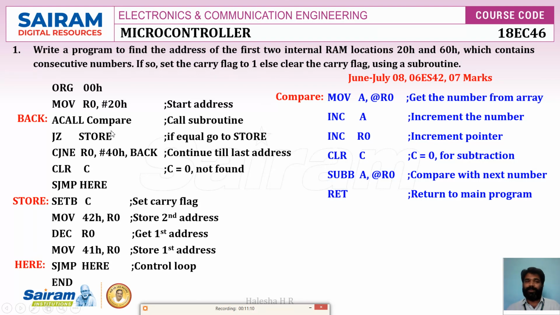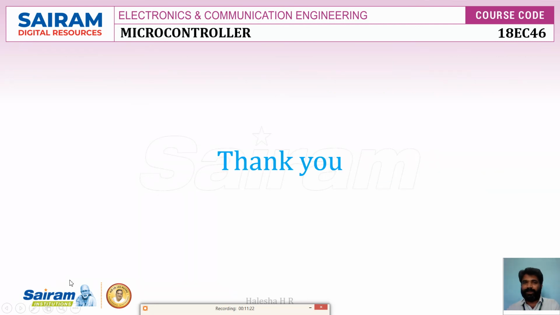So the compare subroutine is not assembled. As I said, all the subroutines must be within the main program. So end is supposed to come at the end of the written instructions. So this is supposed to be the end, not here. Okay. So this is about the program finding the consecutive numbers using a subroutine.